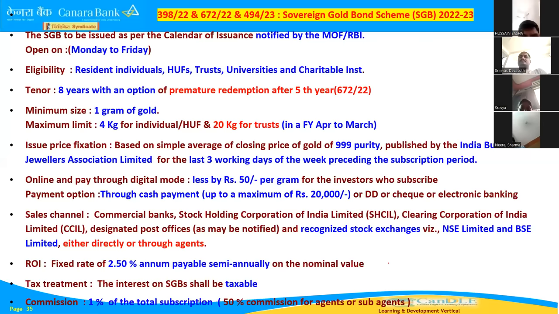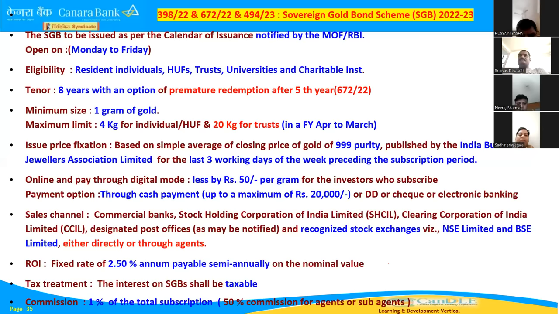How will they give the rate? They will give it based on the last 3 working days of the week preceding the subscription period. For example, tomorrow is Monday. From tomorrow onwards, they want to open a scheme for 5 days at some rate. They will take the average of the last 3 days, Friday, Thursday and so on, and give the price. Based on that, the rate will be decided. So they may ask you how many working days they will take: the last 3 working days.